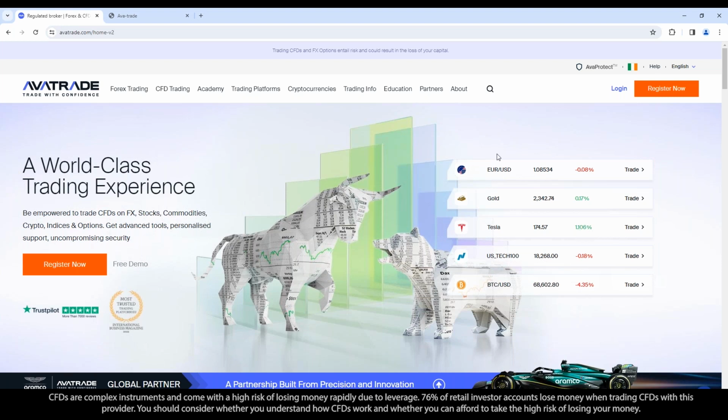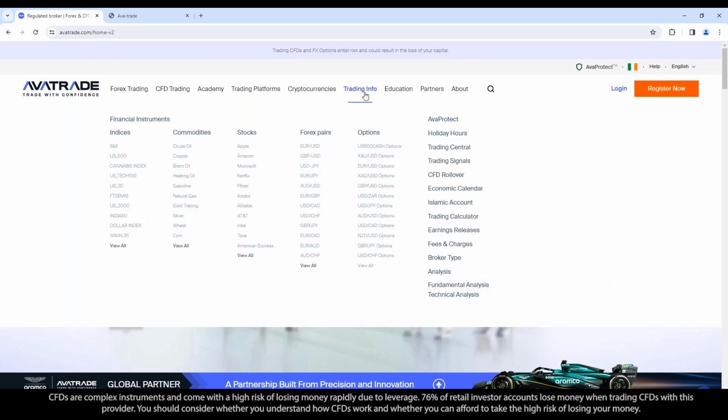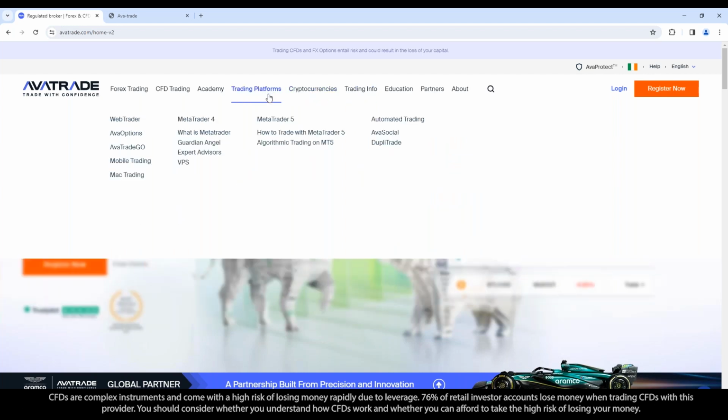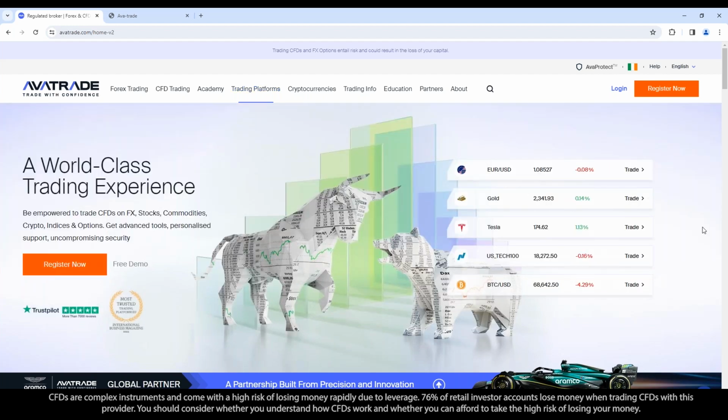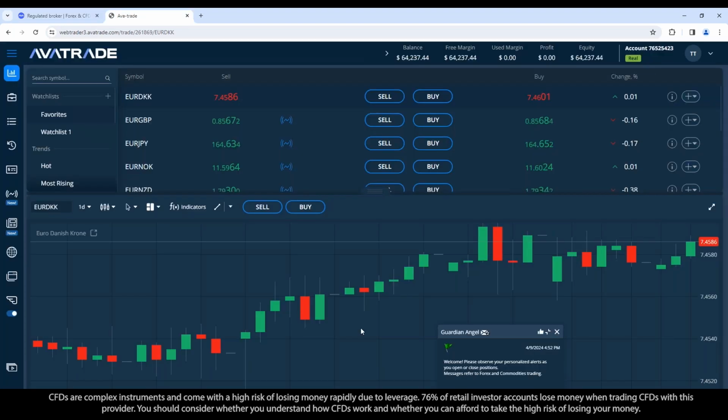And the AvaTrade Go mobile app, which, like I said, has the same functionalities as our web trader, is found under the trading platform section and AvaTrade Go. So you just click on that and it takes you to the links to the major app stores for the AvaTrade Go mobile app. Now, if we log in here in the upper right corner, we find ourselves in the web trader.